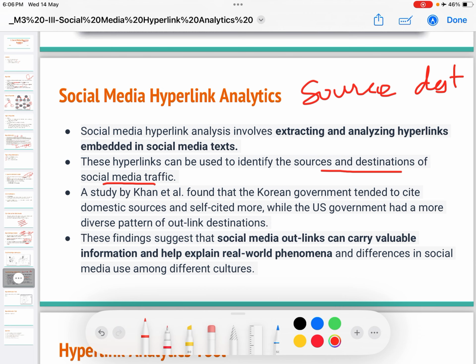A study by Khan et al. found that the Korean government tended to cite domestic sources and self-cited more, while the US government had a more diverse pattern of outlink destinations. These findings suggest that social media outlinks can carry valuable information and help explain real-world phenomena and differences in social media use among different cultures.